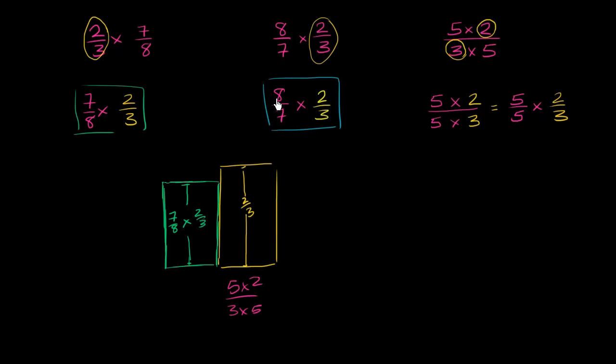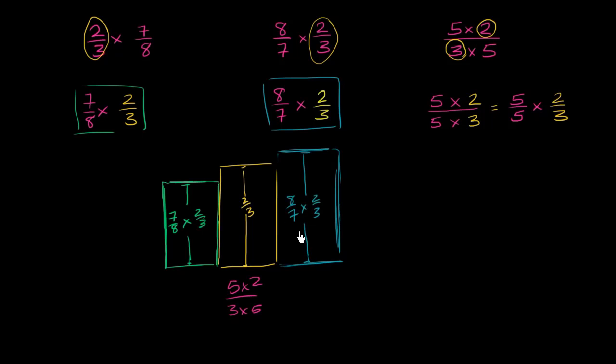This is 1 1/7 times 2/3. So it's going to be the same height as 2/3 plus another 7th. So it's going to look something like this. Its height, now we scaled the 2/3 up, because 8/7 is greater than 1. So this height right over here is going to be 8/7 times 2/3.